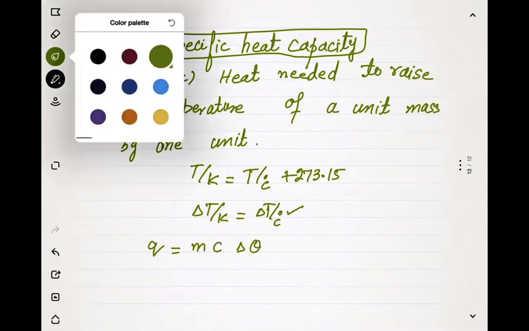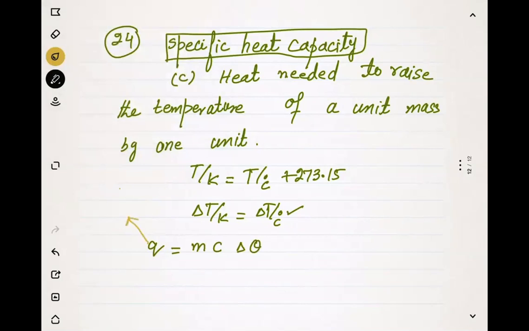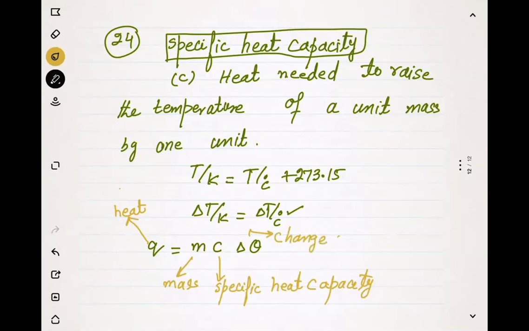In this formula, Q is heat, m is mass, c is specific heat capacity, and delta theta is change in temperature. And change in temperature, whether you give it in degrees Celsius or in Kelvin, has the same value, because the change is same, though the temperature values are different.